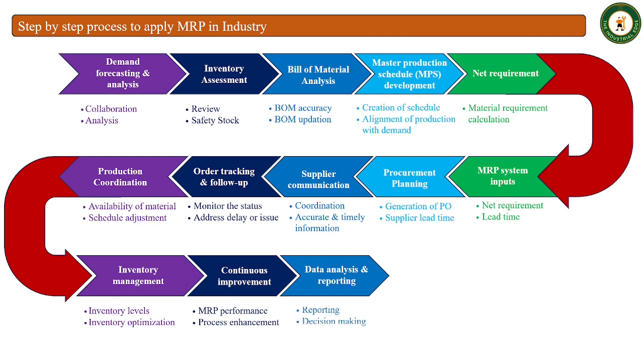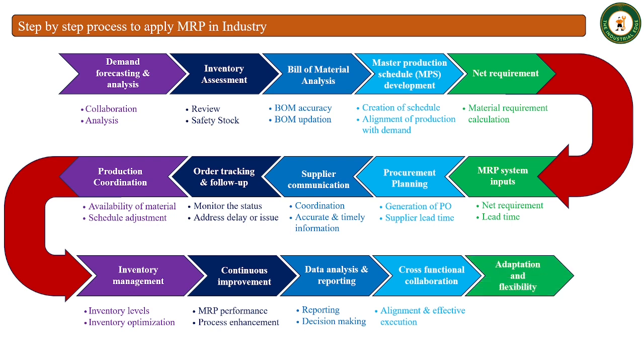13th step, data analysis and reporting. Generate reports and analysis related to the material requirement, procurement activities, and inventory stock levels. Provide insight to management for decision making and strategic planning. 14th step, cross-functional collaboration. Work closely with cross-functional teams including procurement, production, sales and finance to ensure alignment and effective execution.